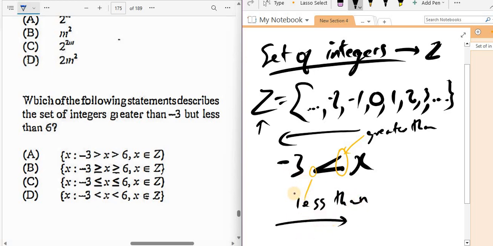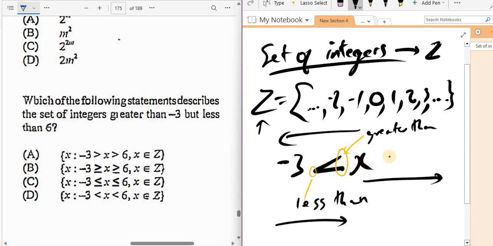So read it from left to right. What am I saying here? -3 is less than x. Yeah, -3 is less than x. But going from right to left, I'm saying x is greater than -3. Get that? Okay, let's go the same direction. We want to say x is less than 6. So after x, we're going to go this direction. x is less than 6.